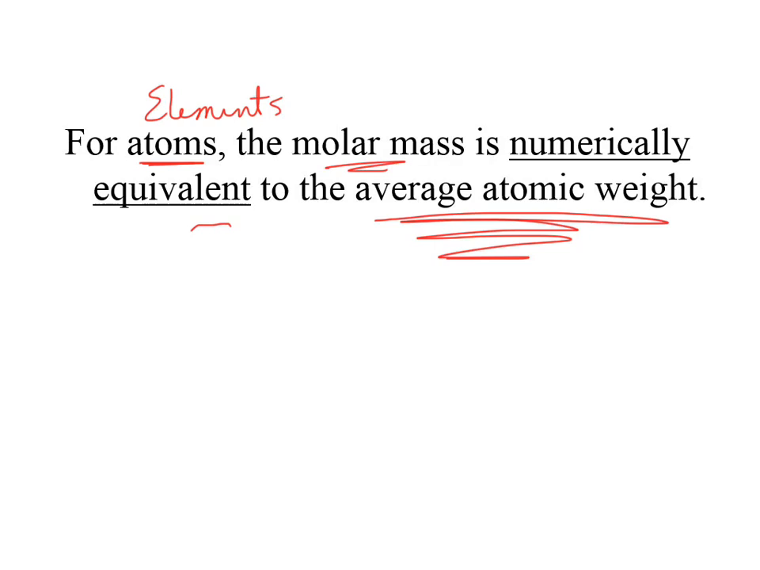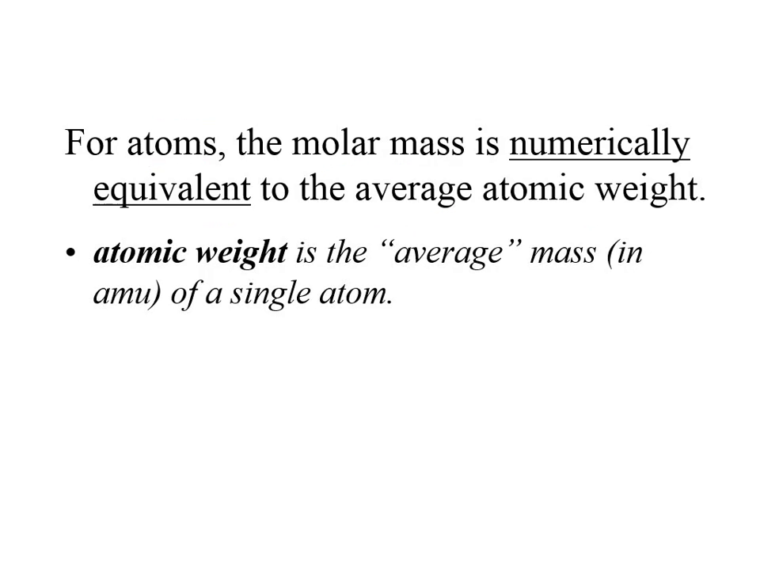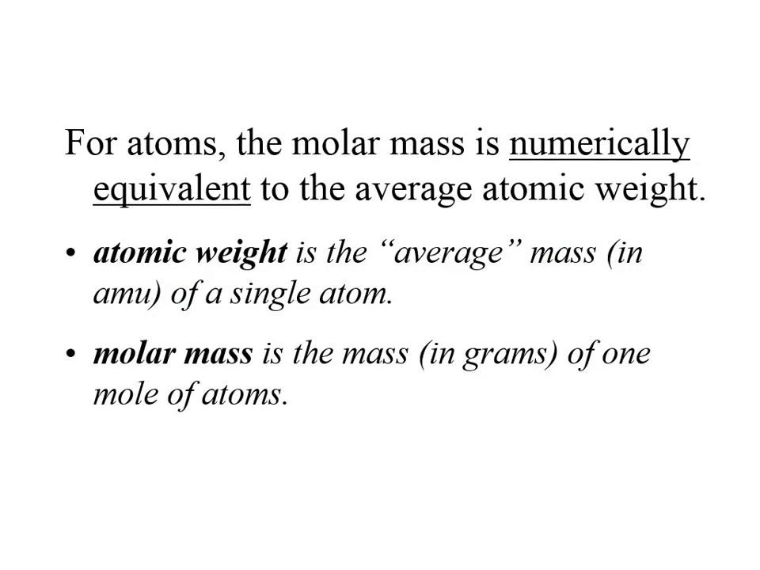But we said that in terms of average atomic weight, the units are AMUs, the symbol U. So average atomic weight units are AMUs. Now, molar mass units are grams per mole. Grams per mole. But numerically, it's equivalent.